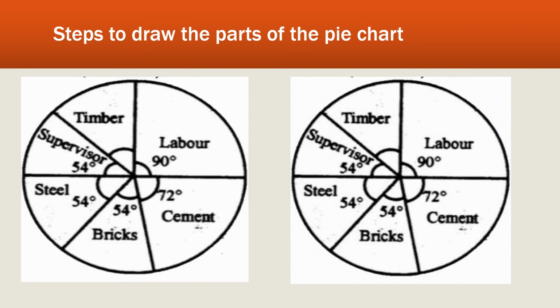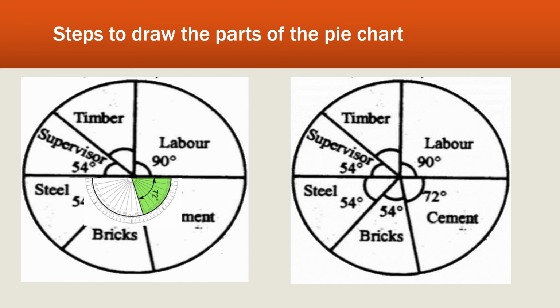The next step would be to place your protractor like this. So the degree of the angle for the sector that represents cement is 72 degrees. You need to plot that. And then you have to draw a line to give us the sector that represents cement. That would be your first sector.